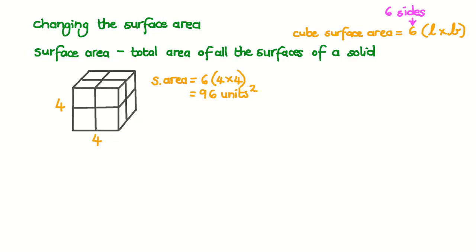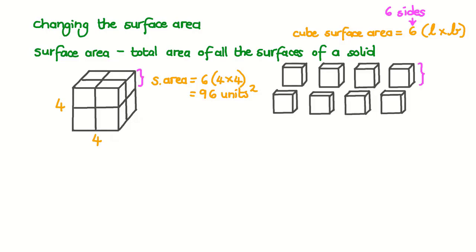Imagine we then chopped up our piece of metal into smaller pieces, as shown in the diagram. We'd end up with 4 smaller cubes from the top layer and 4 smaller cubes from the bottom layer.